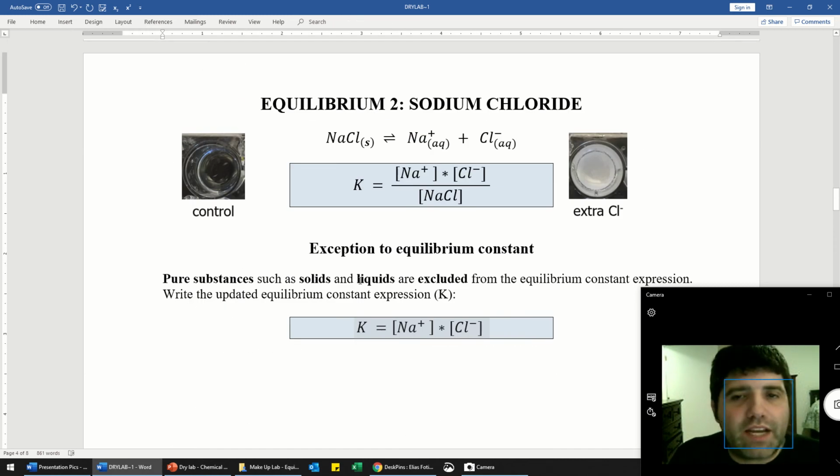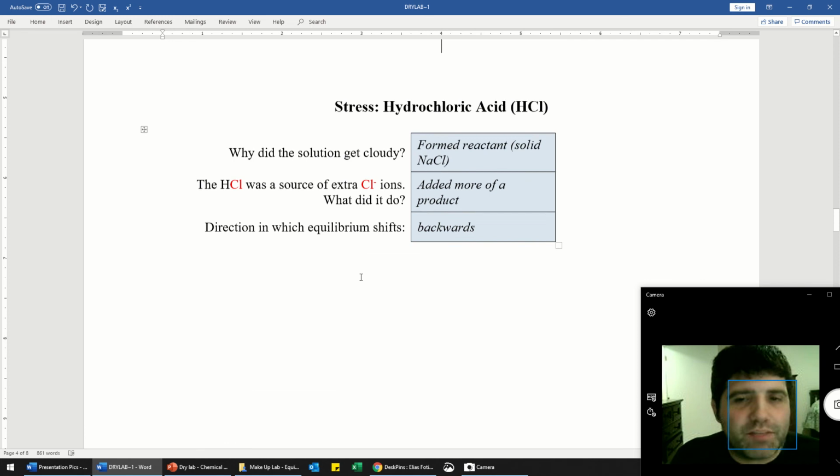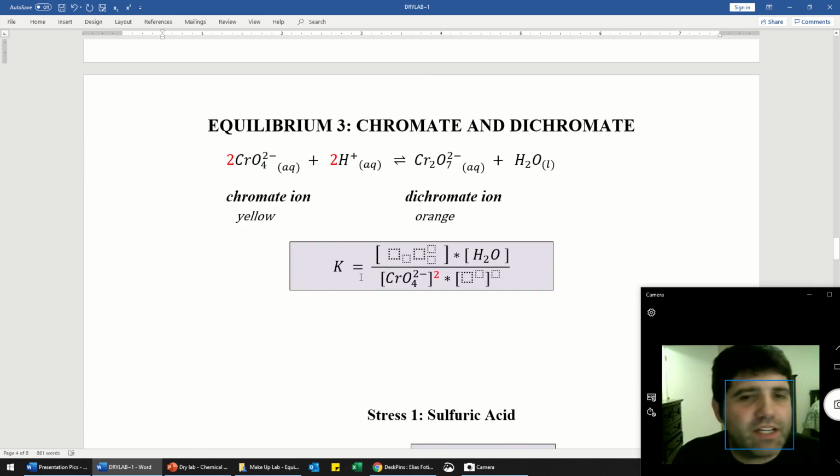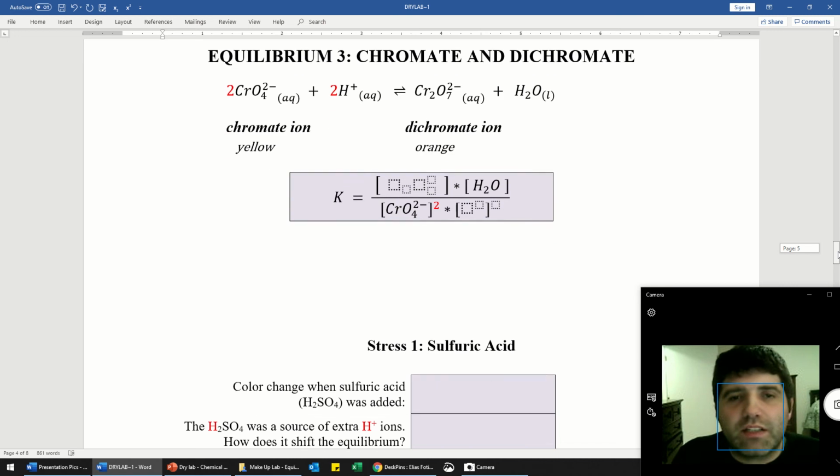All right, so that's the second one. Hopefully you're getting the hang of it at this point. Once you've done it a couple times, it's actually not terribly complicated. All right, the next one has some pretty interesting color changes.